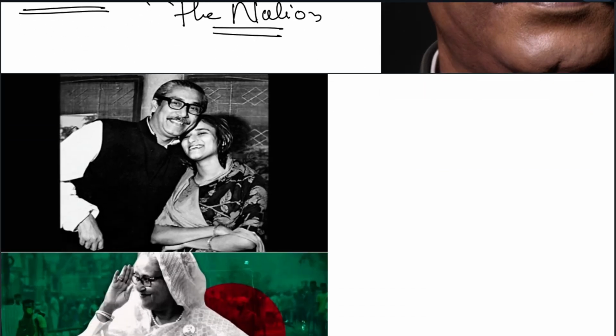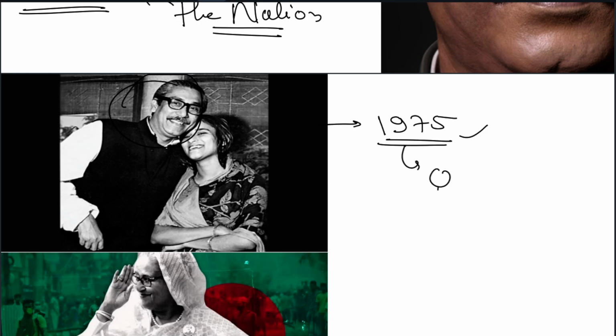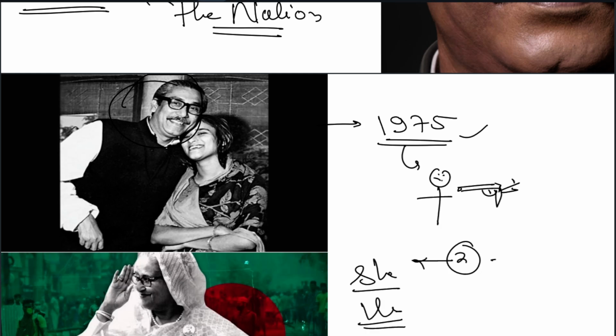Now what happens? In 1975, just 4 years later, Mujibur Rahman, with his whole family, was assassinated. They were shot to death, by a conspiracy by some army people and others. He had two daughters, Sheikh Hasina and Sheikh Rehana. Both of them escaped because they were abroad at that time.